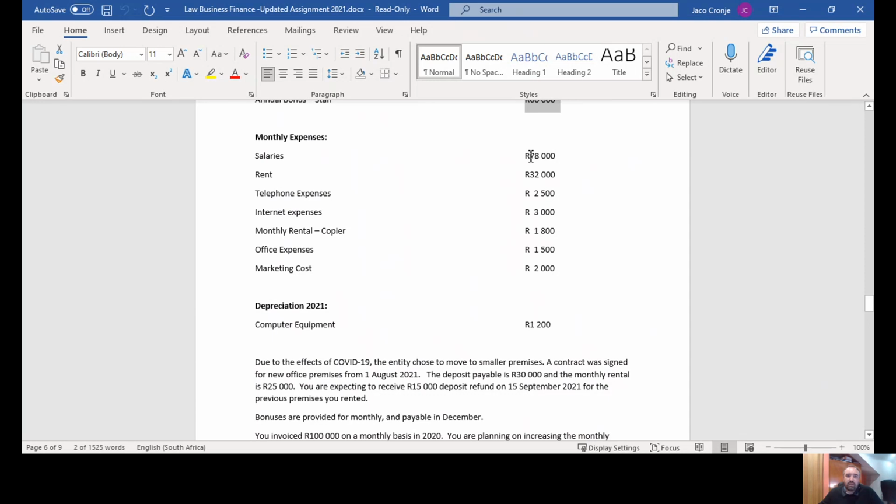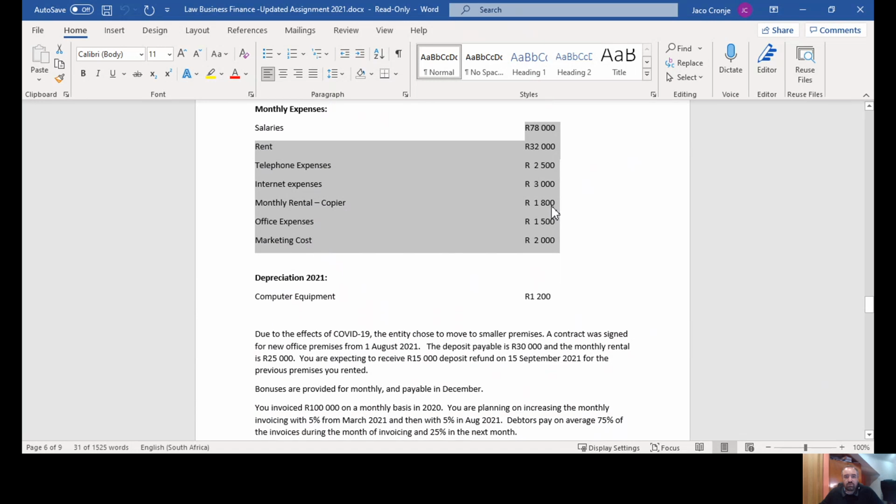Okay, now these monthly expenses, there it says monthly. So it means every month you're going to have each of these items as an expense. And if there's no further info to say that the cash flow differs from this, your cash flow will look exactly the same as your budget for all of these items highlighted here.